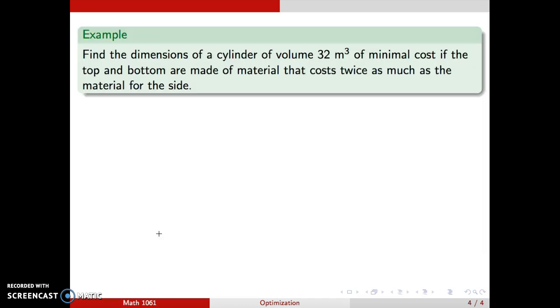I had an example for you to walk you through the steps that I would follow if I was doing a problem like this. So we've got our example. Find the dimensions of a cylinder of volume 32 cubic meters of minimal cost. The top and bottom are made of material that costs twice as much as the material for the side. Okay, so what are we trying to find? Let's try to understand the problem. I want to find the dimensions that minimize the cost.